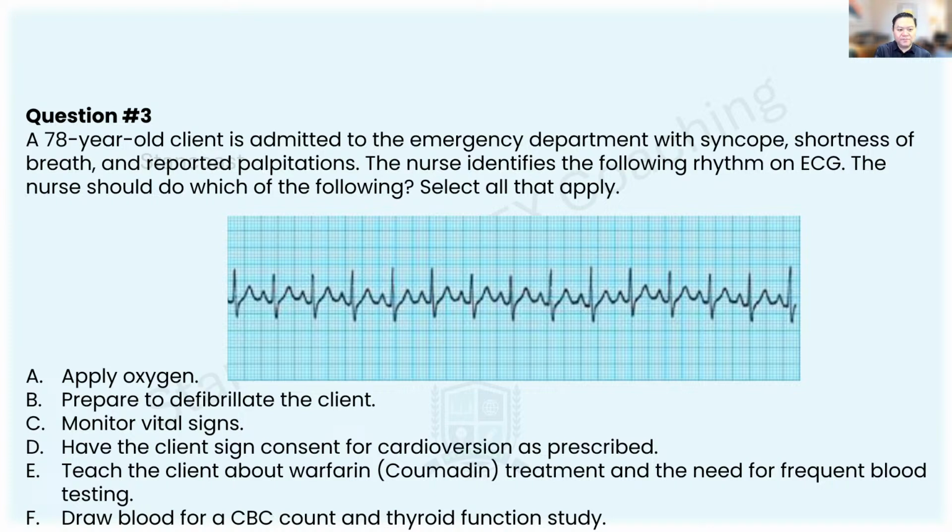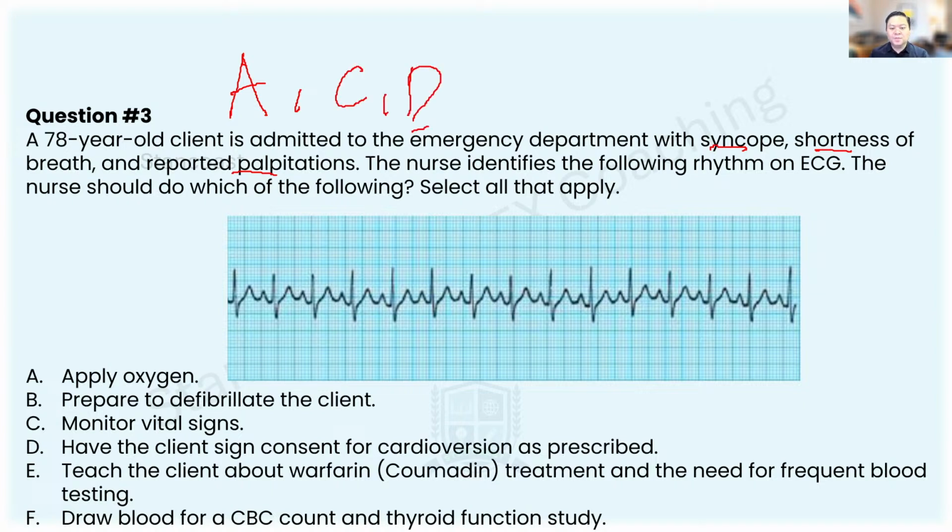So we have a patient who has syncope, shortness of breath, palpitation, and look into that rhythm right there. So our patient has a, what? What do you think? The patient has the atrial fibrillation in this scenario. So our correct answers here are letters A, C, D.